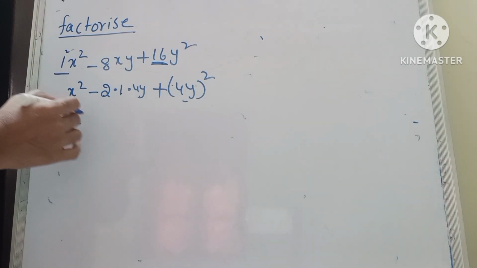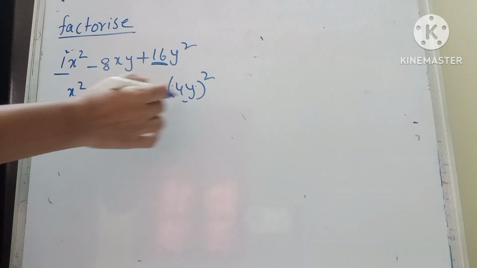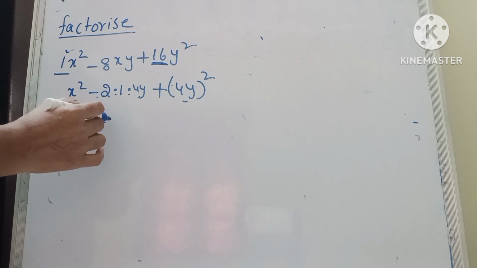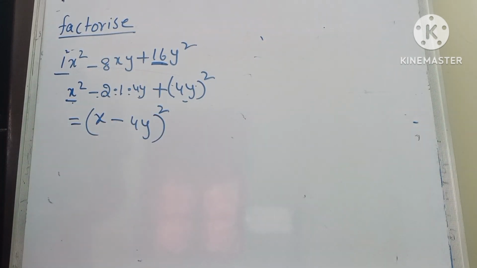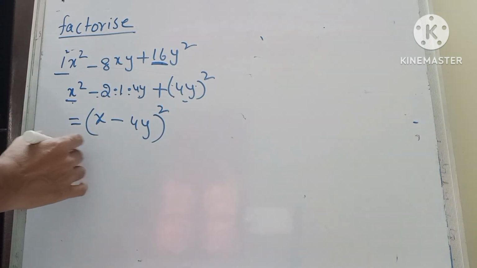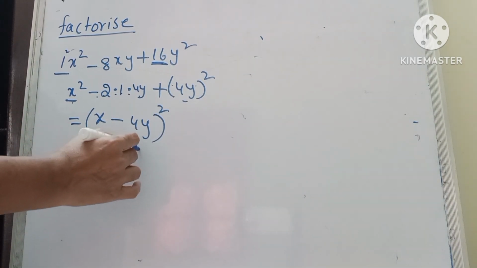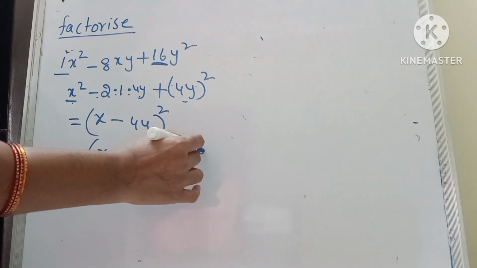So now this can be written as the a square minus 2ab plus b square formula. Here, instead of a, write x minus y is 4y whole square. So this can be written as the factors of this, x minus 4y times x minus 4y.